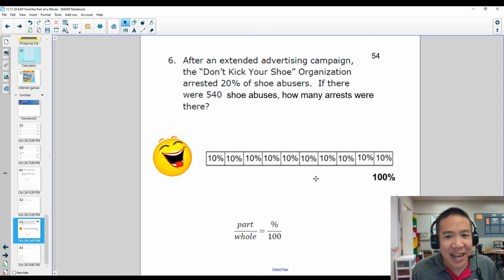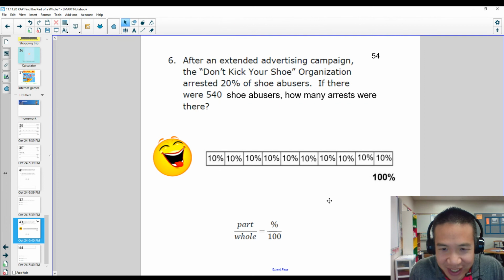After an extended advertising campaign, the Don't Kick Your Shoe organization arrested 20% of shoe abusers. If there are 540 shoe abusers, how many arrests were there? Yes, this is true. Don't abuse your shoe.